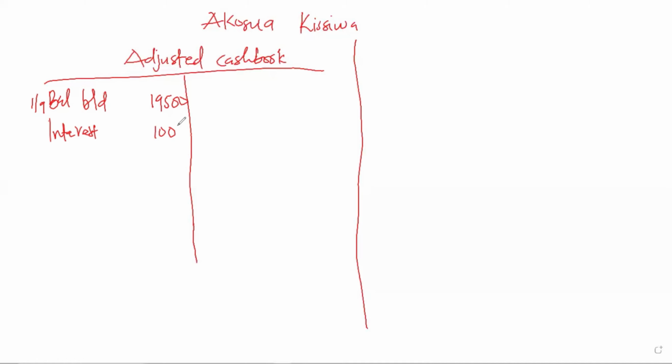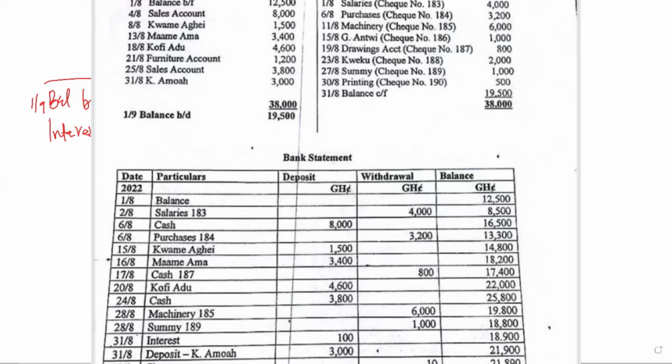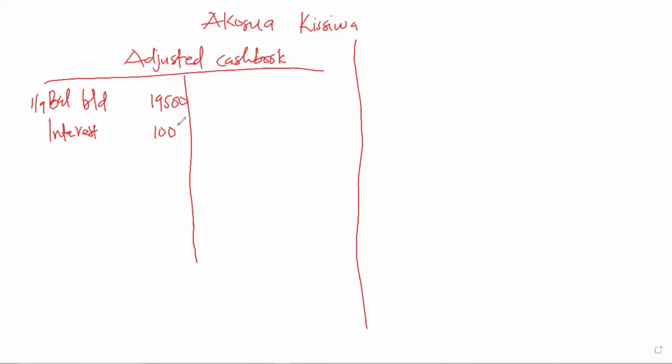So you see, I checked from the bank statement to the adjusted cash book. I did not check from the cash book to the bank statement. When you check from the cash book to the bank statement, you realize that the furniture account, which is 1,200, is on the debit side of the cash book, but it's not here. If you don't take care, you're going to record it on the debit side of the adjusted cash book, which is wrong. That is why I said you have to check from the cash book too.